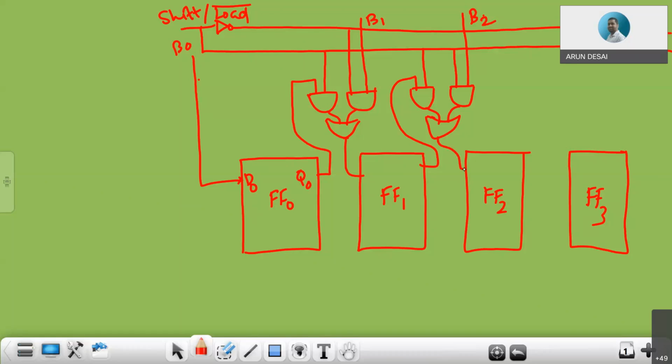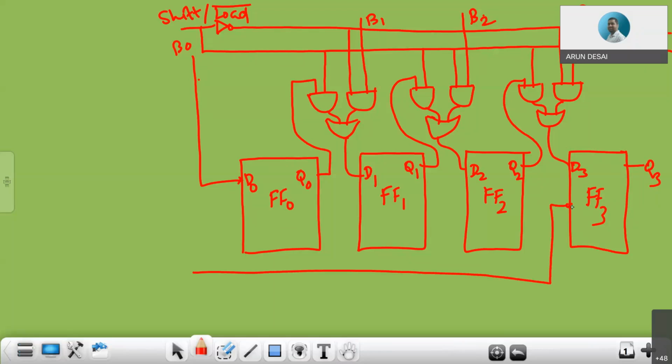Again, this is connected to here. Data is basically shifting with this. Data is loading with this. Again it is connected to here. And this is my Q3, D3, Q2, D2, Q1, D1. And the clock pulse is assigned directly.